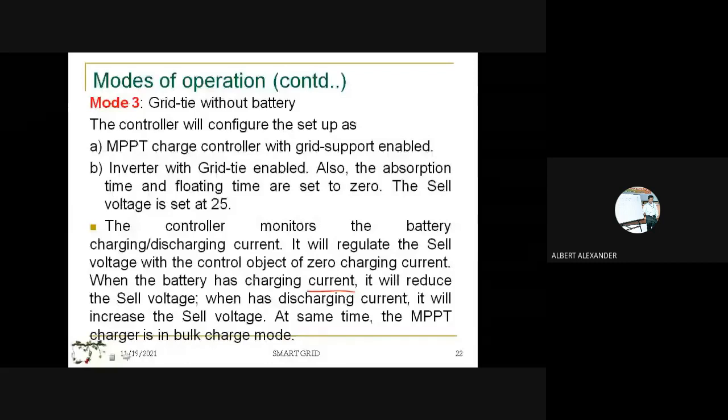When there is a discharging current, I want to increase the cell voltage. Okay, so we can understand the MPPT will be in the bulk charge mode. So this is the way we can control a microgrid.